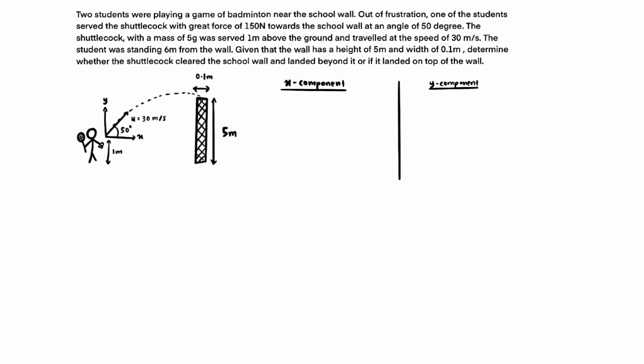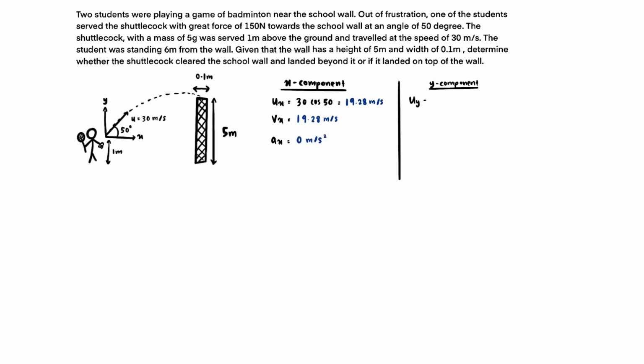The initial velocity of the shuttlecock along the x-axis can be calculated using the formula 30 times cos 50. The velocity in the x direction remains constant as external forces are neglected. So, the value of the initial and final velocity is 19.28 meter per second. Since gravity acts vertically and not horizontally, the acceleration of the x component is equal to 0.